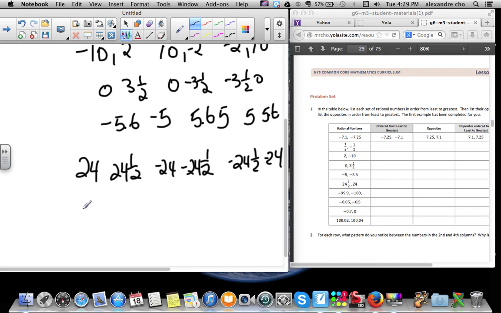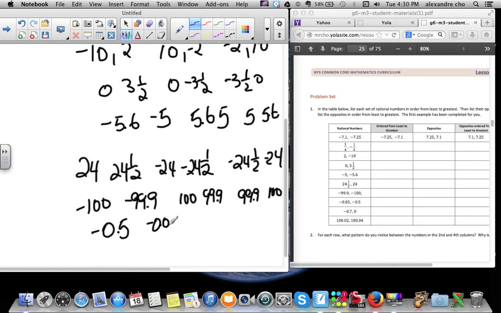Negative 99 and negative 99.9, negative 100. Small from least to greatest, this is the smaller one, and then negative 99.9. Their opposites are 100 and 99.9. And from least to greatest, it would be 99.9 and then 100. Next one, negative 0.5 and negative 0.05. The smaller number would be negative 0.5, and then the bigger number would be negative 0.05. Their opposites would be 0.5 and 0.05. And 0.05, or 5 cents, would be the smaller number, and 0.5, 50 cents, would be the bigger number.